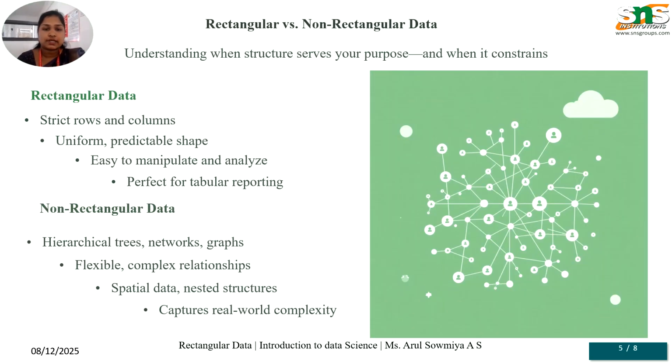The next one is rectangular versus non-rectangular data. Here we are differentiating rectangular data and non-rectangular data. Rectangular data comes in strict rows and columns. That is, it always looks like a table which consists of rows and columns. The second one is uniform and predictable shape. That is, the shape is clear and fixed, and it's very easy to manipulate and analyze.